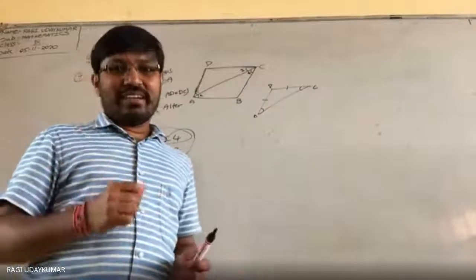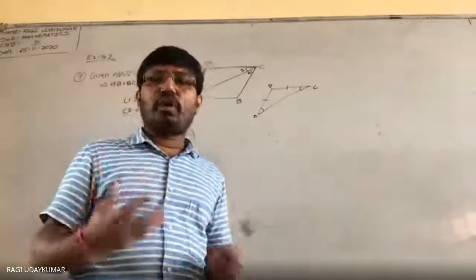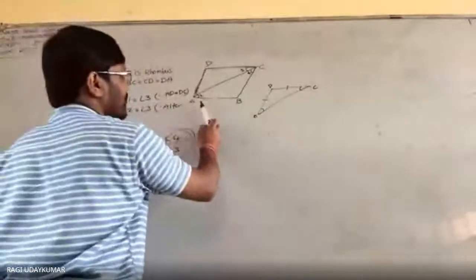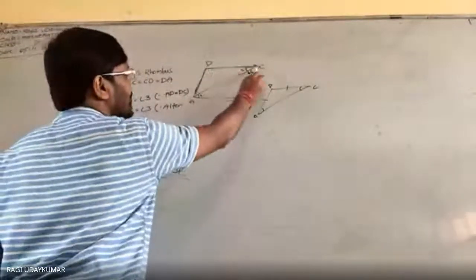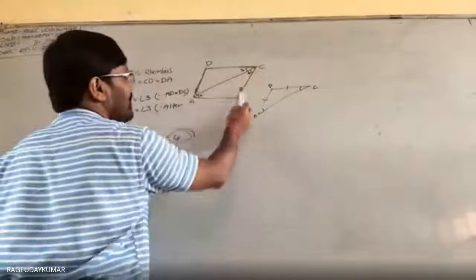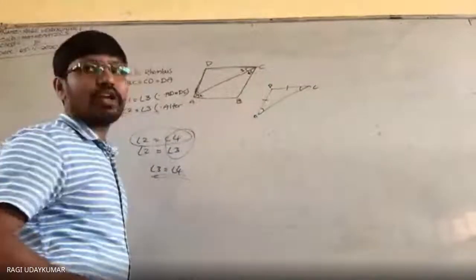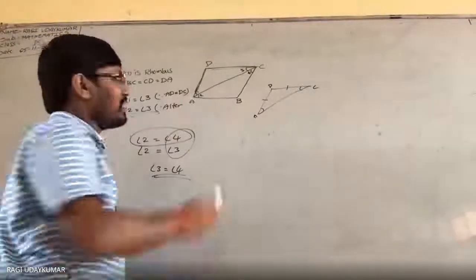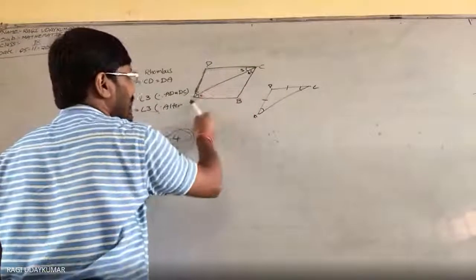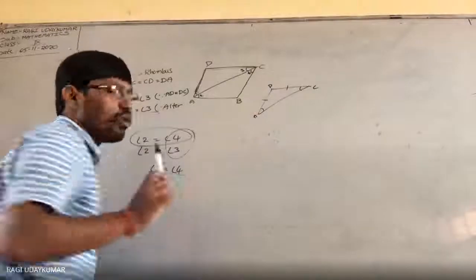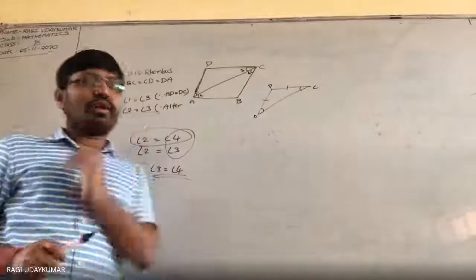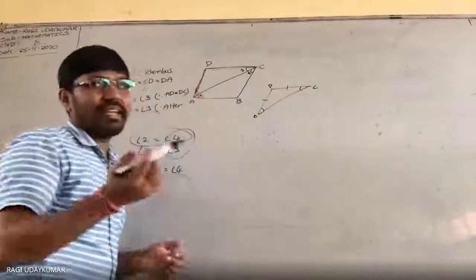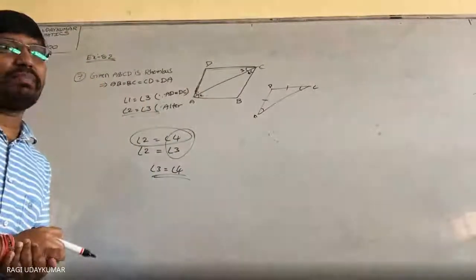Everyone please try the problems on your own. See here, you can prove that these two triangles, triangle ADC and triangle ABC, are congruent. If you prove that these two are congruent, then you can say that angle 1 equal to angle 2, angle 3 equal to angle 4 at a stretch, using CPCT.